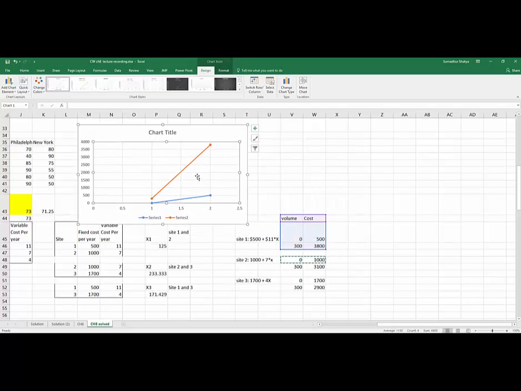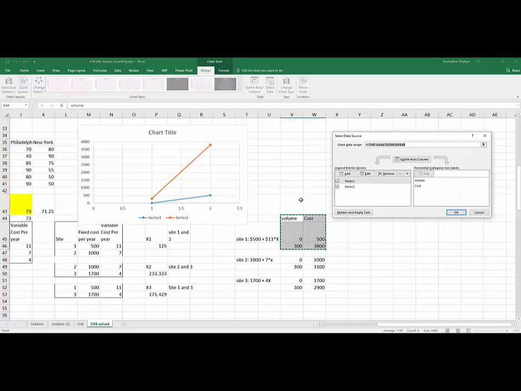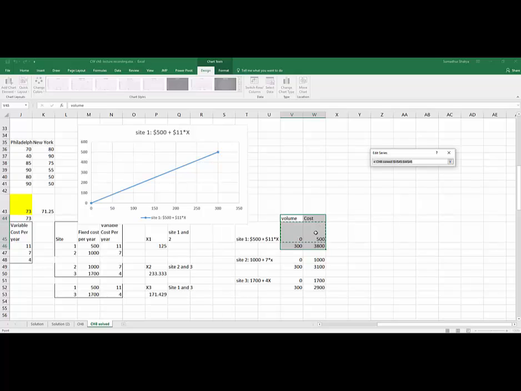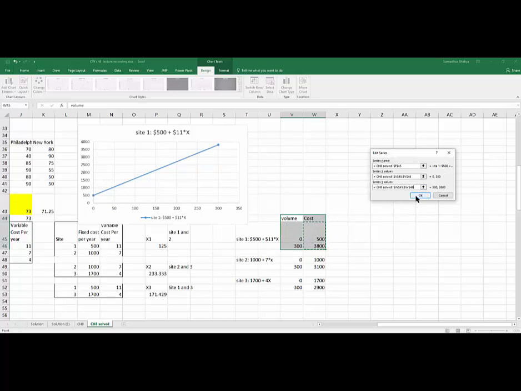Okay, then do the same process again, select data. I don't need this, I only need one. Edit such that the series name is this, represented by the equation. X's are 0 and 300 and the Y's are 500 and 3800. Okay, so this is represented by site 1.